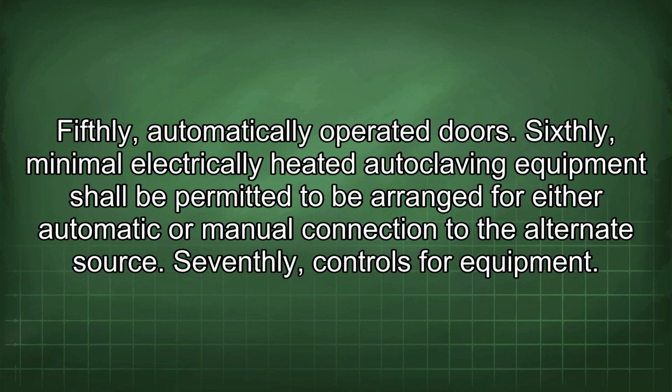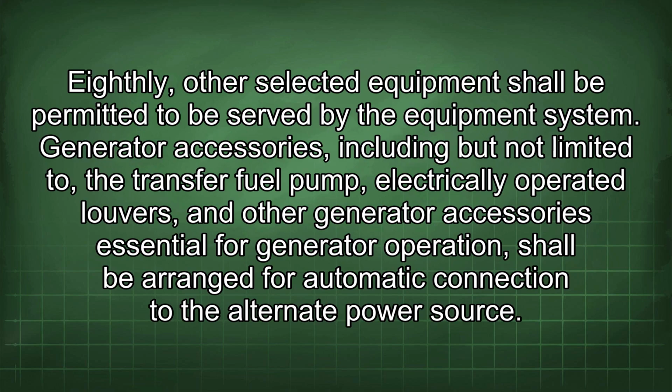Sixthly, minimal electrically heated autoclaving equipment shall be permitted to be arranged for either automatic or manual connection to the alternate source. Seventhly, controls for equipment. Eighthly, other selected equipment shall be permitted to be served by the equipment system. Generator accessories, including but not limited to the transfer fuel pump, electrically operated louvers, and other generator accessories essential for generator operation, shall be arranged for automatic connection to the alternate power source.